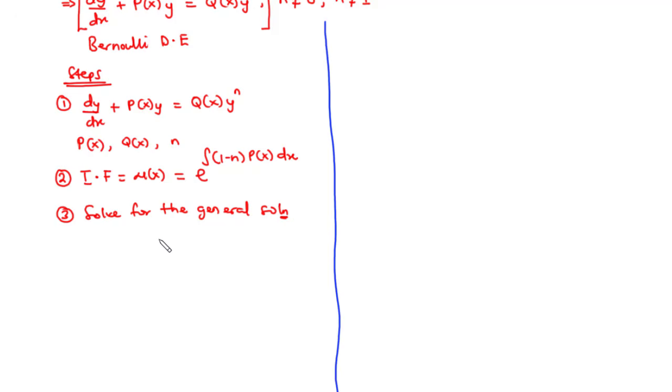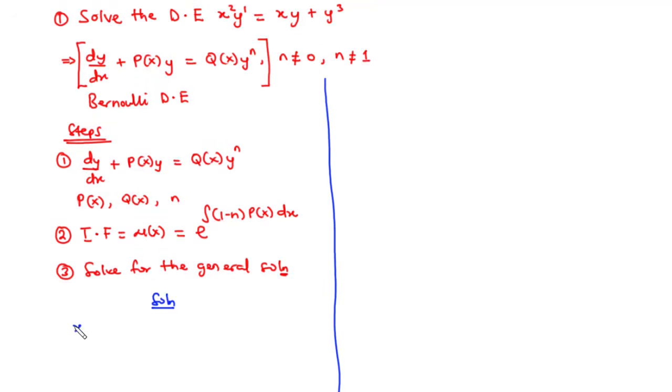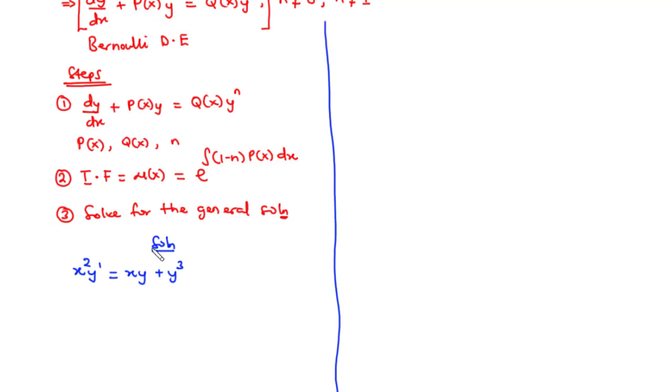So first we have the differential equation, which is x squared times y prime equals x times y plus y cube. And according to the steps we are following, we need to represent the differential equation in this form. So we can rewrite this differential equation as x squared times dy/dx equals x times y plus y cube.